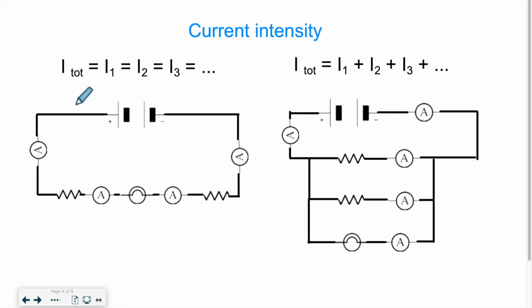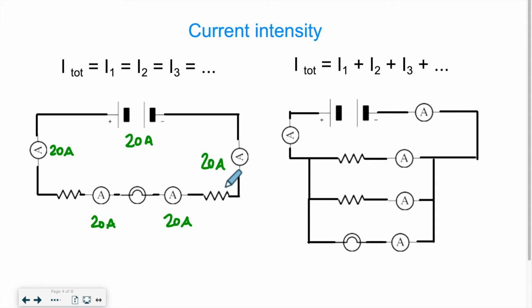So that's why the law says that I total means the current that comes from the power source. So I total is equal to I1, so my first ammeter, I2, same reading at I2. It should be the same reading at I3 and the same reading at I4. So all their values are equal. Okay, so that's how it works. So if, for example, my power source was giving me 20 amps, well then this reading should be 20 amps. This reading should be 20 amps. This one as well. And this one as well.